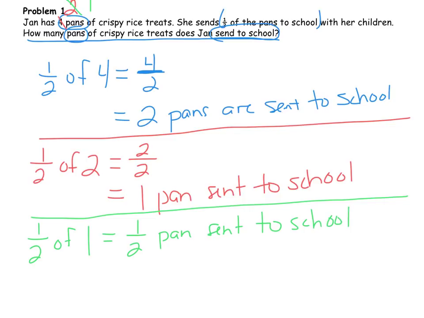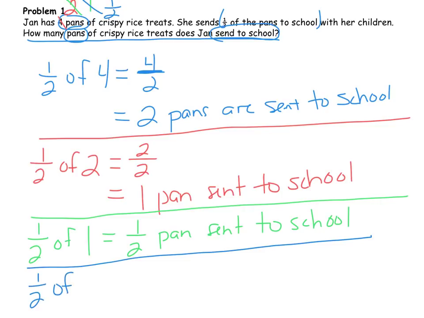Oh, we're not done yet. Oh, I know you're so excited. So, instead of 1 pan, oh, now we only have half of a pan. So, half of a pan of crispy rice treats were made. She sends half of them to school. So, I have half sent to school of, well, half of a pan. I'm going to put pans because there's too many halves there.